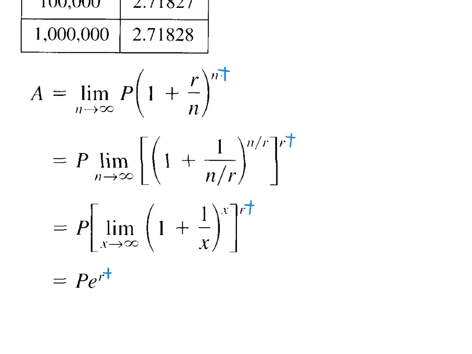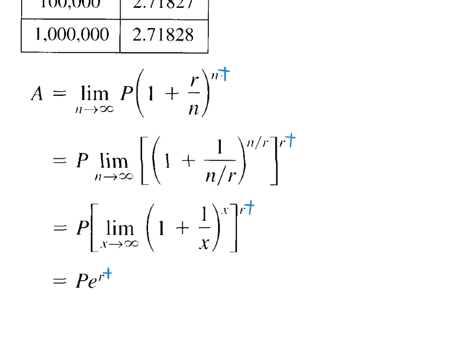Could you explain why that is an x? Why is n over r an x? We just changed variables to make it look pretty and to make it match our value of e. Yeah, but why do you not include r? You basically forget about it. Well, because r is constant and n is approaching infinity. Infinity over a constant is still infinity.